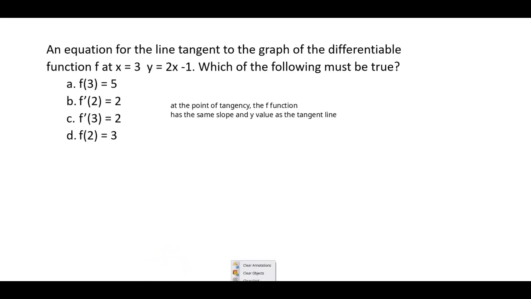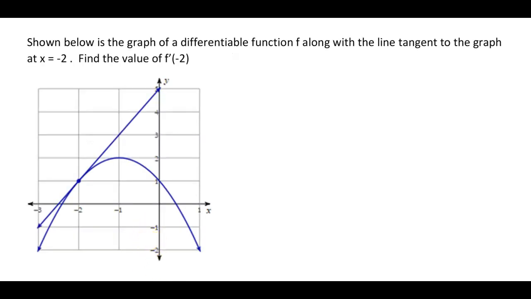All right, let's go ahead and move on to the next question. I think we're on number 4 now. Shown below is the graph of a differentiable function f along with the line tangent to the graph at x equals -2. Find the value of f prime of -2.